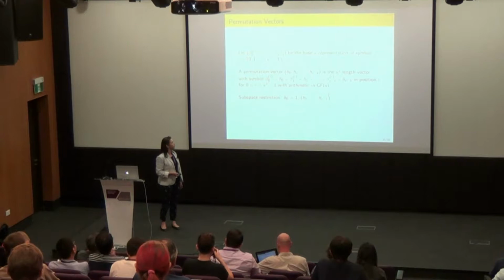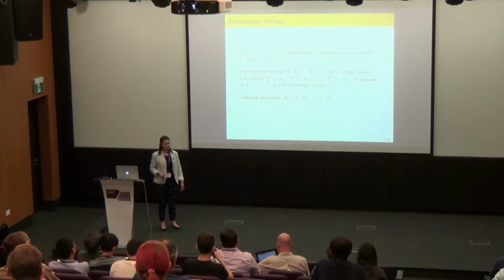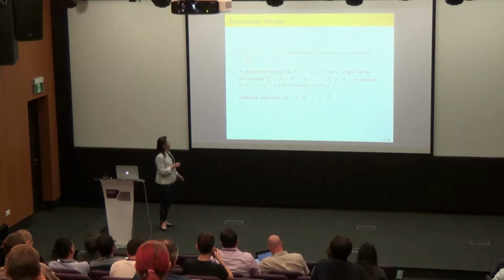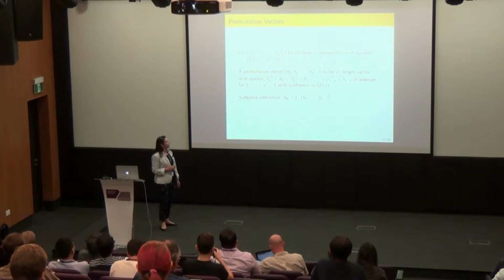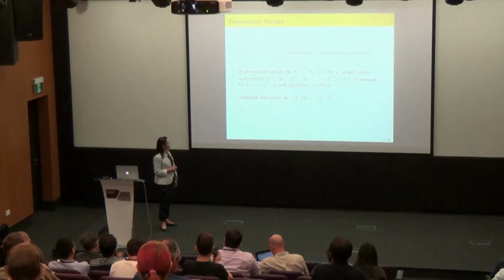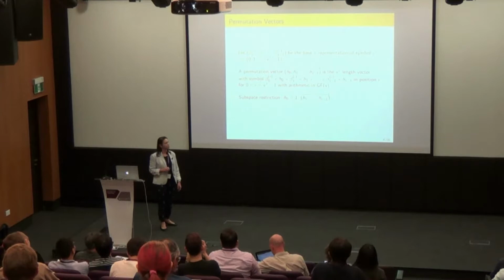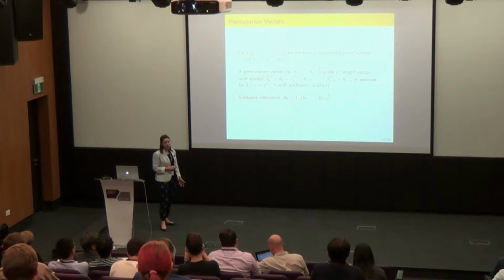So in order to get to our covering perfect hash families, we first have to understand what permutation vectors are. So if we let B0, B1 up to B_{T-1} be a base V representation of a symbol from the set from 0 to V^T minus 1, then a permutation vector is the V^T length vector that has symbol B0 times H0 plus B1 times H1, etc., in position I for each of the symbols in the set that we're talking about, with arithmetic over the field. One very useful subspace restriction fixes H0, the first coordinate in the permutation vector, to always be 1. And in that case, we don't have to give H0, and we can just give H1 through H_{T-1}.